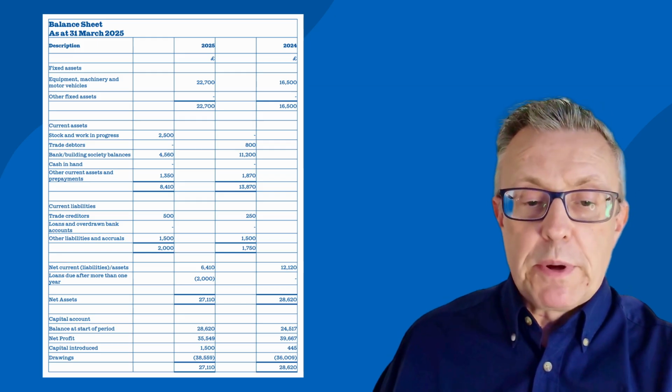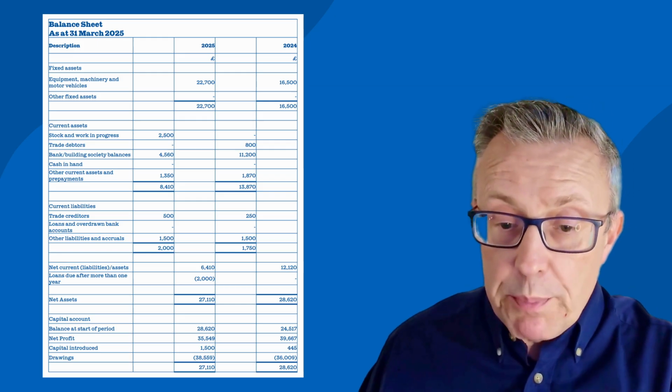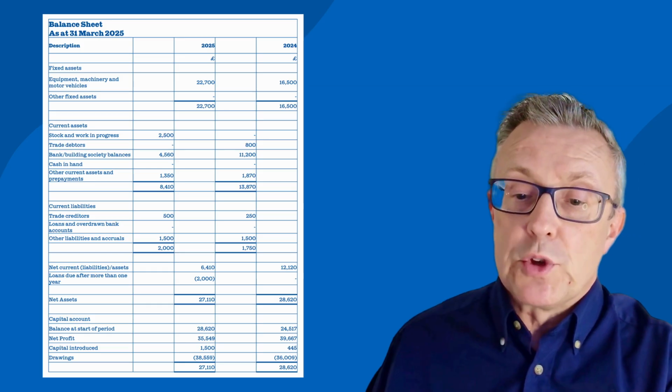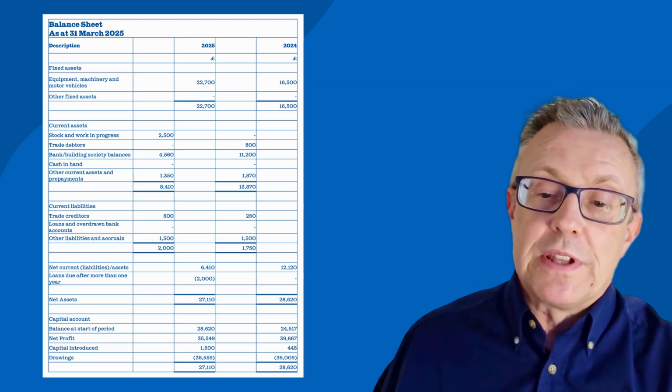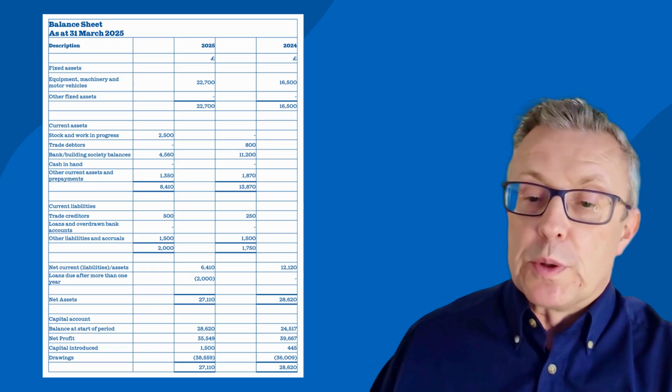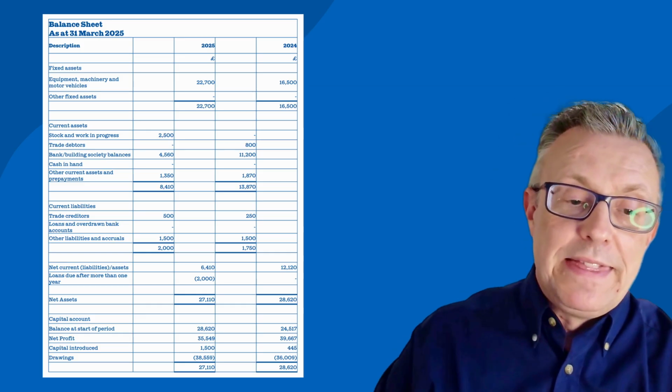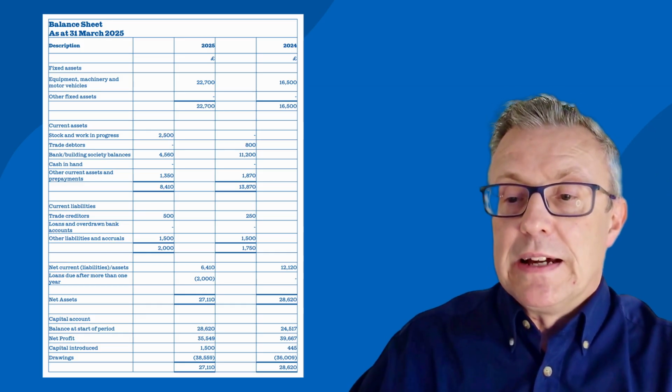The other side of the balance sheet, in this instance a limited company, is an issued share capital of 2,000 and retained profits of 11,000. 2,000 plus 11,000 is 13, and that balances against the net assets.